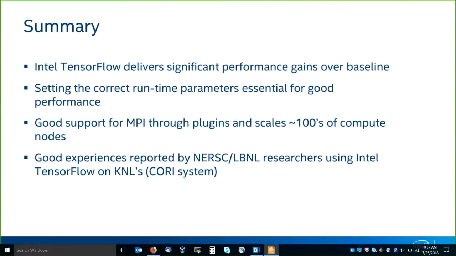Yeah, I think this is my last slide here. As Vikram was mentioning, I hope the presentation gave a high-level overview of the work that Intel engineering teams have done to optimize TensorFlow. We have also heard good experiences from the NERSC and LBNL researchers in using Intel TensorFlow on their Cori system, which is basically a KNL machine. We hope that some of the Argonne researchers will also try this out and do some work on the same kernel machines.